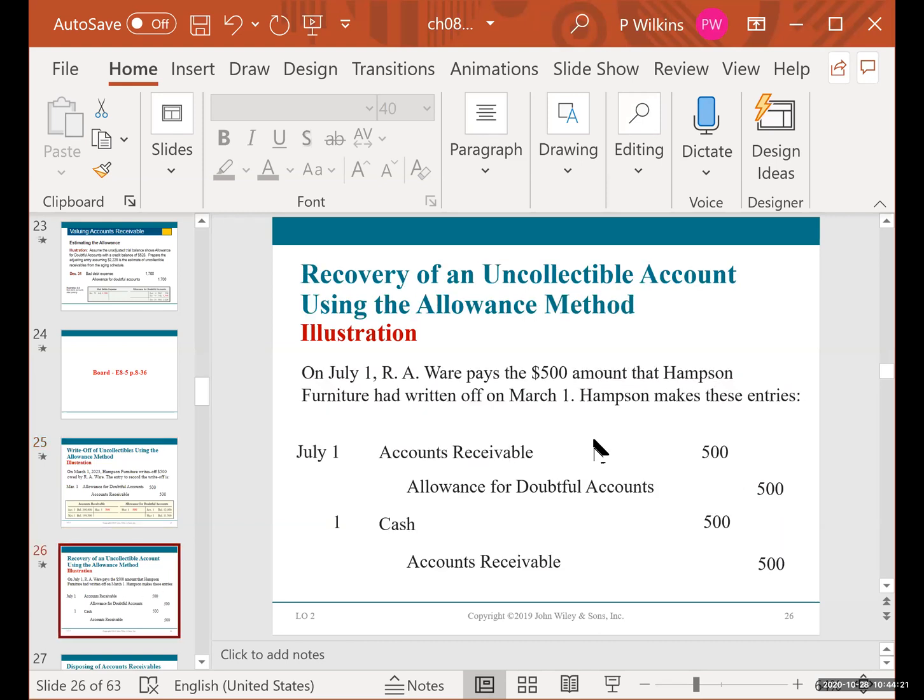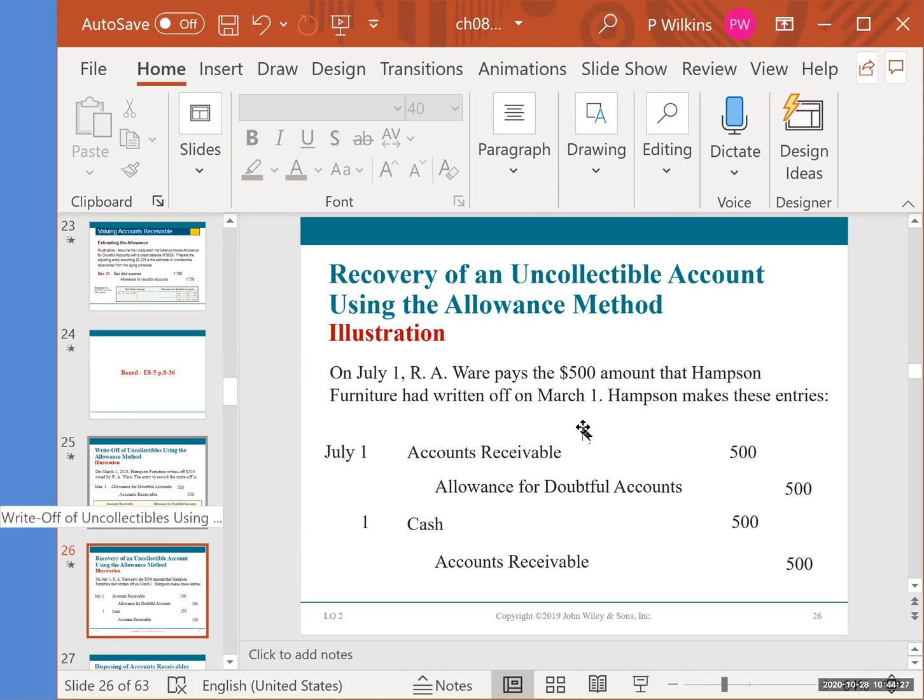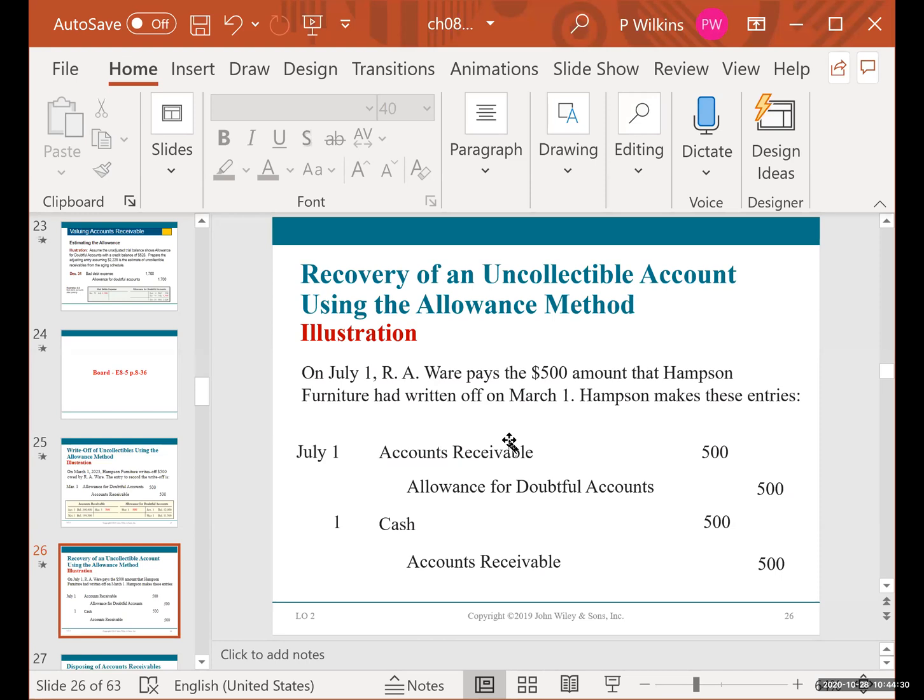All right, the next slide says, on July 1, R.A. War pays the $500 amount that Hampson Furniture had written off on March 1. So if an account decides to pay you after you've written it off, it's a two-step process. 1, you have to put the money back, and 2, you have to post the payment, okay? So July 1, put the money back. You're going to debit accounts receivable, $500 to put the money back to the customer's account. And then you're going to credit allowance for doubtful accounts, $500. That is the put back, putting the money back to the customer's account.